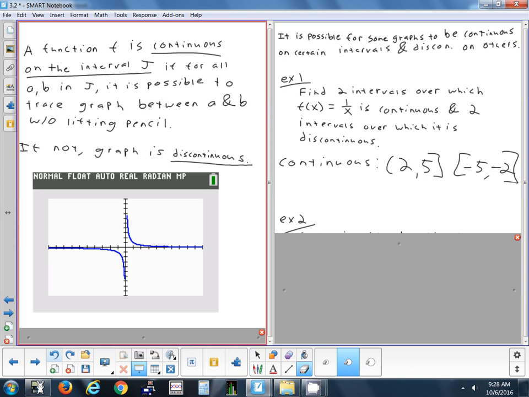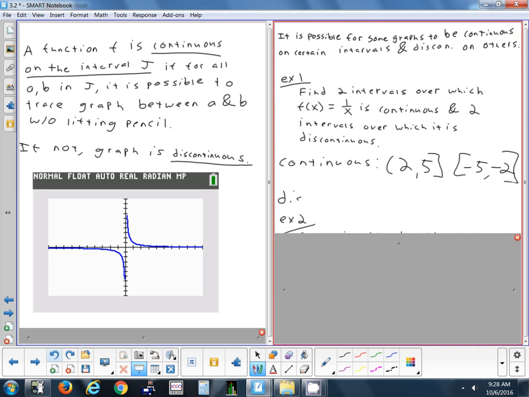All right, now I want 2 intervals where it's discontinuous. Somebody give me an interval that if I tried to trace from these 2 x values, I would have to lift my pencil to do it. -2 to 2. Yeah, -2 to 2. The key is, what number did he force me to try to go through that causes me to lift my pencil? 0. At 0, we have what's called a discontinuity. I can't go through 0 without lifting my pencil.